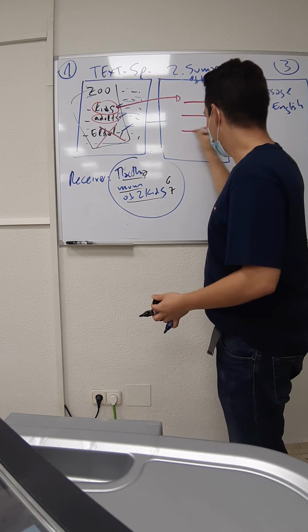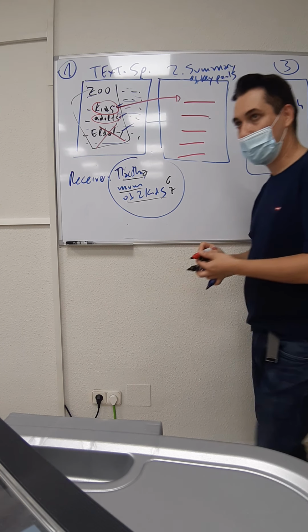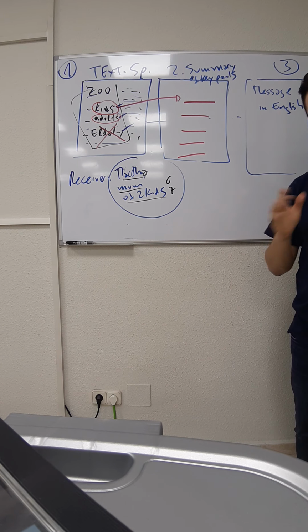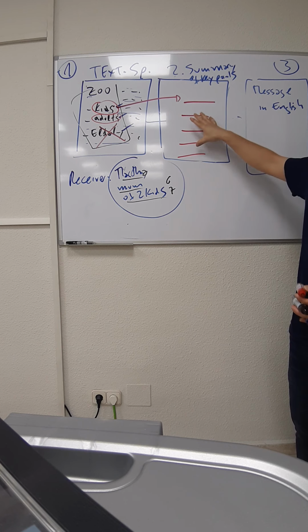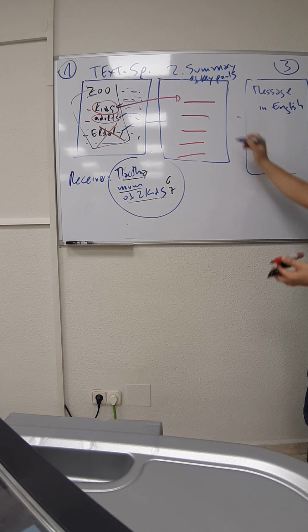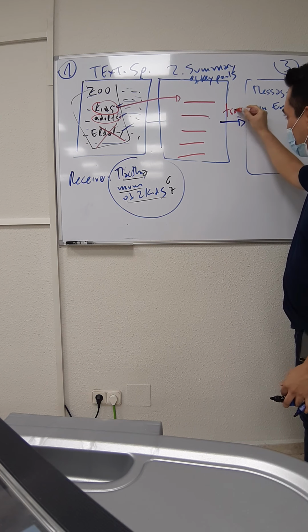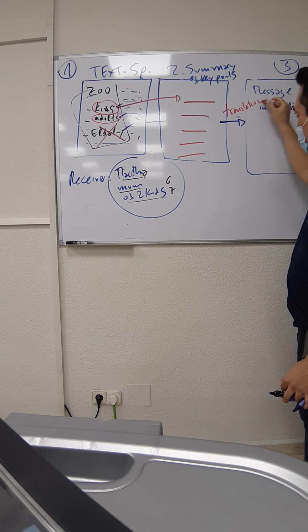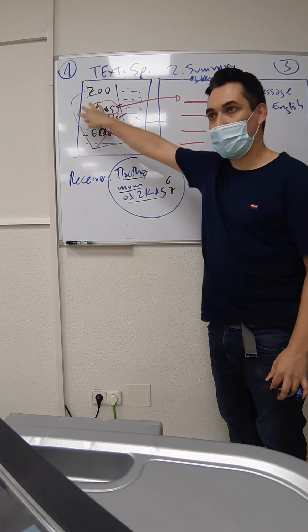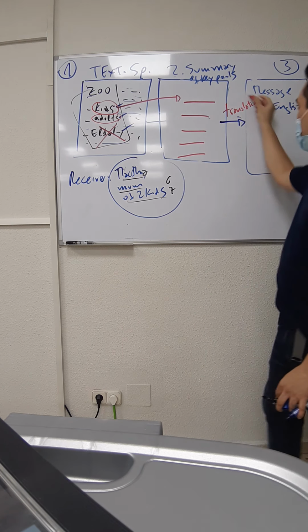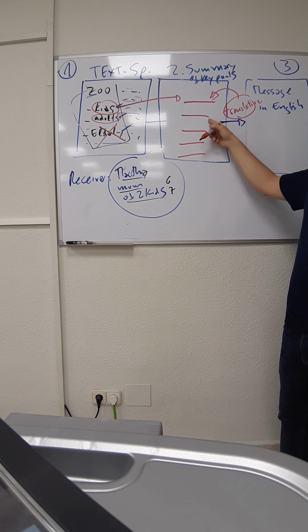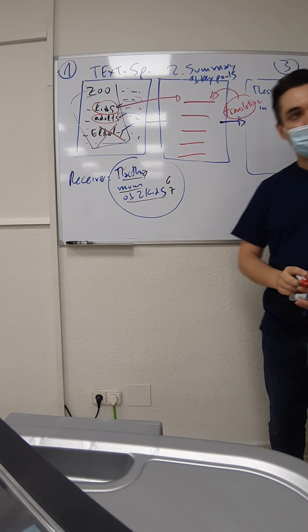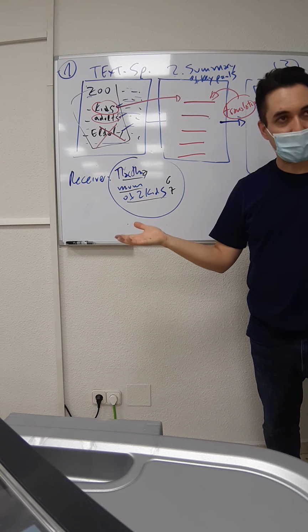Select key point, key point, key point, key point. And then after you have selected the key points, then yes, that is the moment to do a translation. So, do you translate all the text? No. Do you translate the key points? Yes. And that is the way to do it.